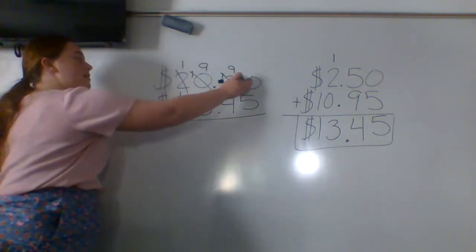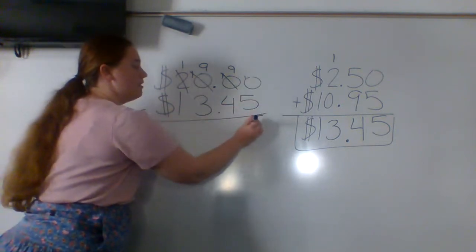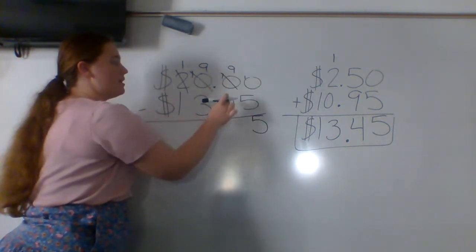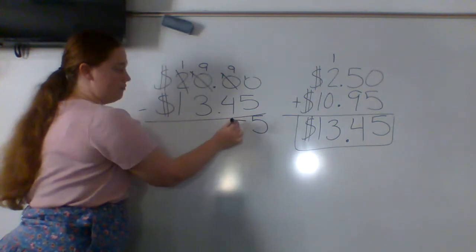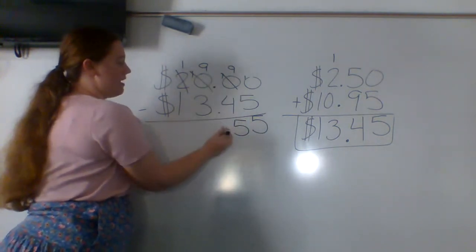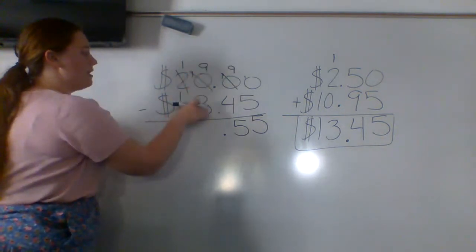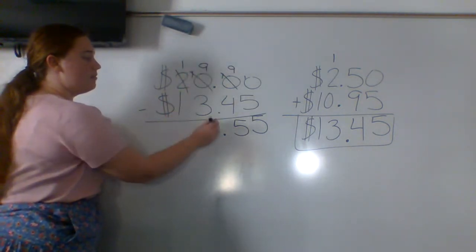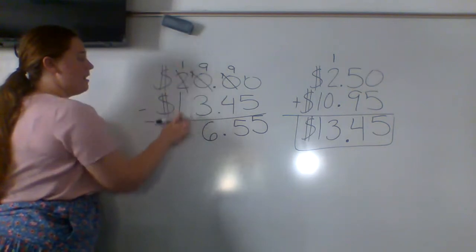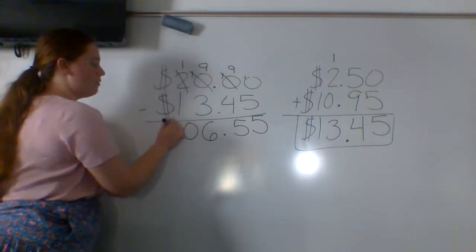Okay? 10 minus 5 is 5. 9 minus 4 is, again, 5. Okay? I have these decimal points. Let's go ahead and carry them down right there. 9 minus 3 is, good, 6. And 1 minus 1 is 0.